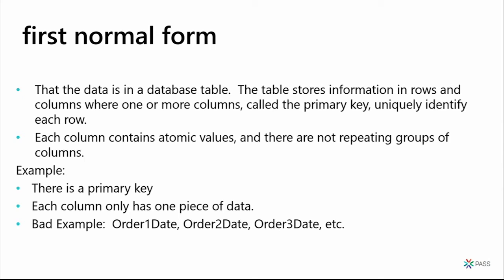It also says that each column only has one piece of data. So a bad example would be like order 1 date, order 2 date, order 3 date. That would be maybe a bad example of a data modeling procedure, right? You wouldn't do that. You'd have an order date, and every row would have an order date that applies to that row, right? Okay.